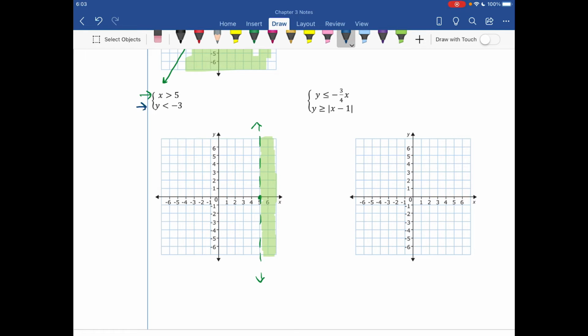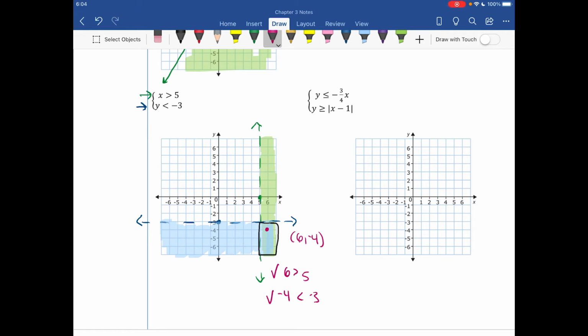Then for y is less than negative 3, we need to go only through negative 3 on the y-axis, which produces a horizontal line that is also dashed since it's just less than. And we will shade everything below. Again, we're going to look for that overlapping region, and here is our solution area. Then we can pick a test point, such as 6, negative 4. Testing that will give you 6 is greater than 5, which is true, and negative 4 is less than negative 3, which is also true.